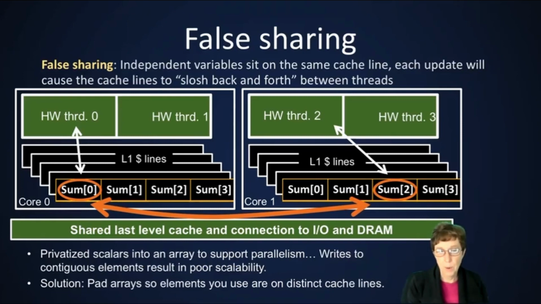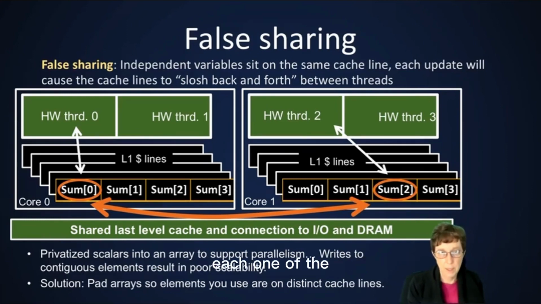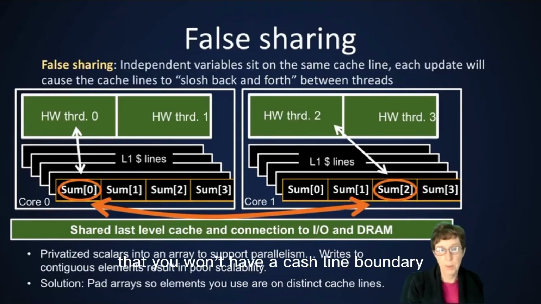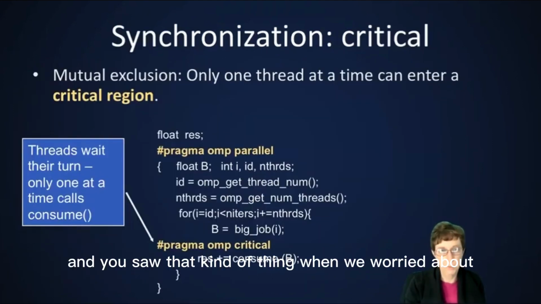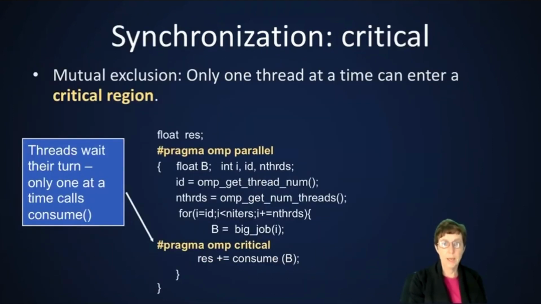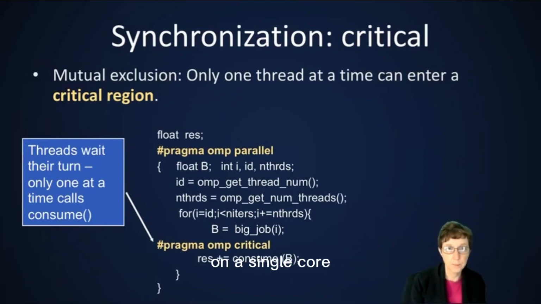So the solution to this, and I won't show the code, is to allocate bigger chunks in the array, or perhaps rearrange the elements in the array so that they're contiguous, and then pad it so that you make sure each one of the cores gets its own region, and you won't have a cache line boundary in between the regions that two cores are using. And you saw that kind of thing when we worried about cache structure, even in cache blocking on a single core.